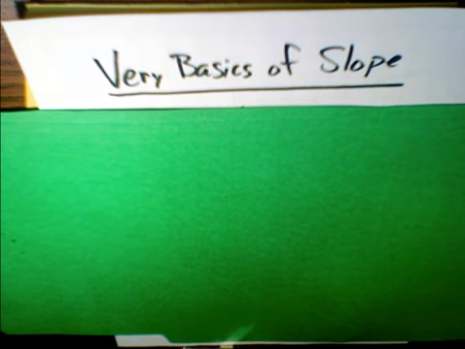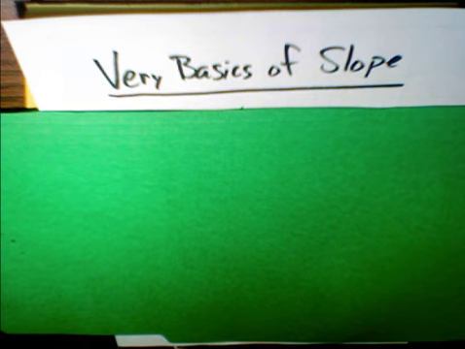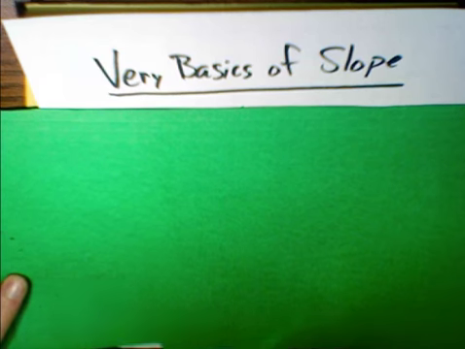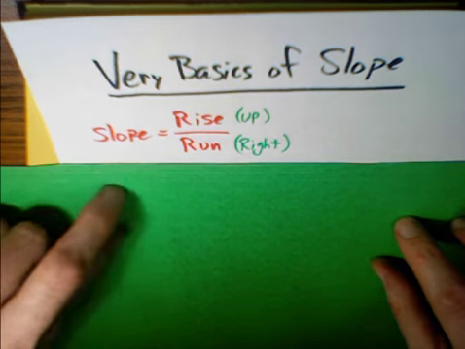Hello and welcome to the video on the very basics of slope. In this video we are not going to talk about the x and y axes at all. We're just talking about graph paper and the concept of slope. The basic definition of slope is rise over run.